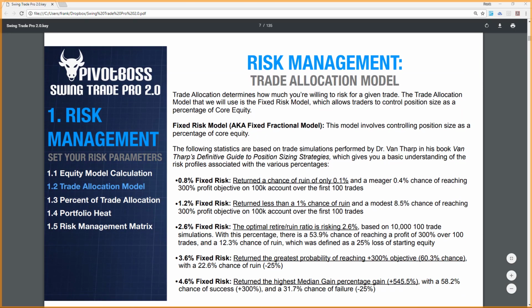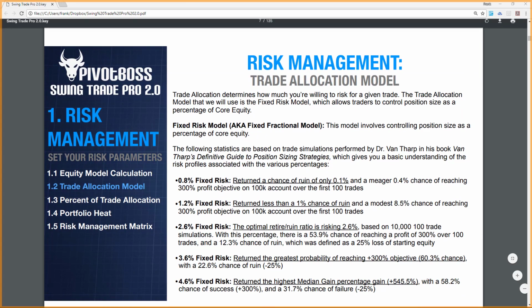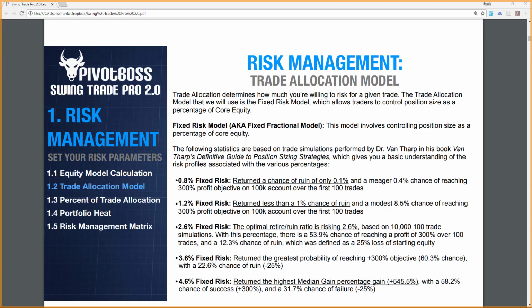So now that we have our core equity, we're going to move on to the trade allocation model. The trade allocation determines how much you're willing to risk for a given trade. The trade allocation model that we will use is the fixed risk model, which allows traders to control position size as a percentage of core equity, right?